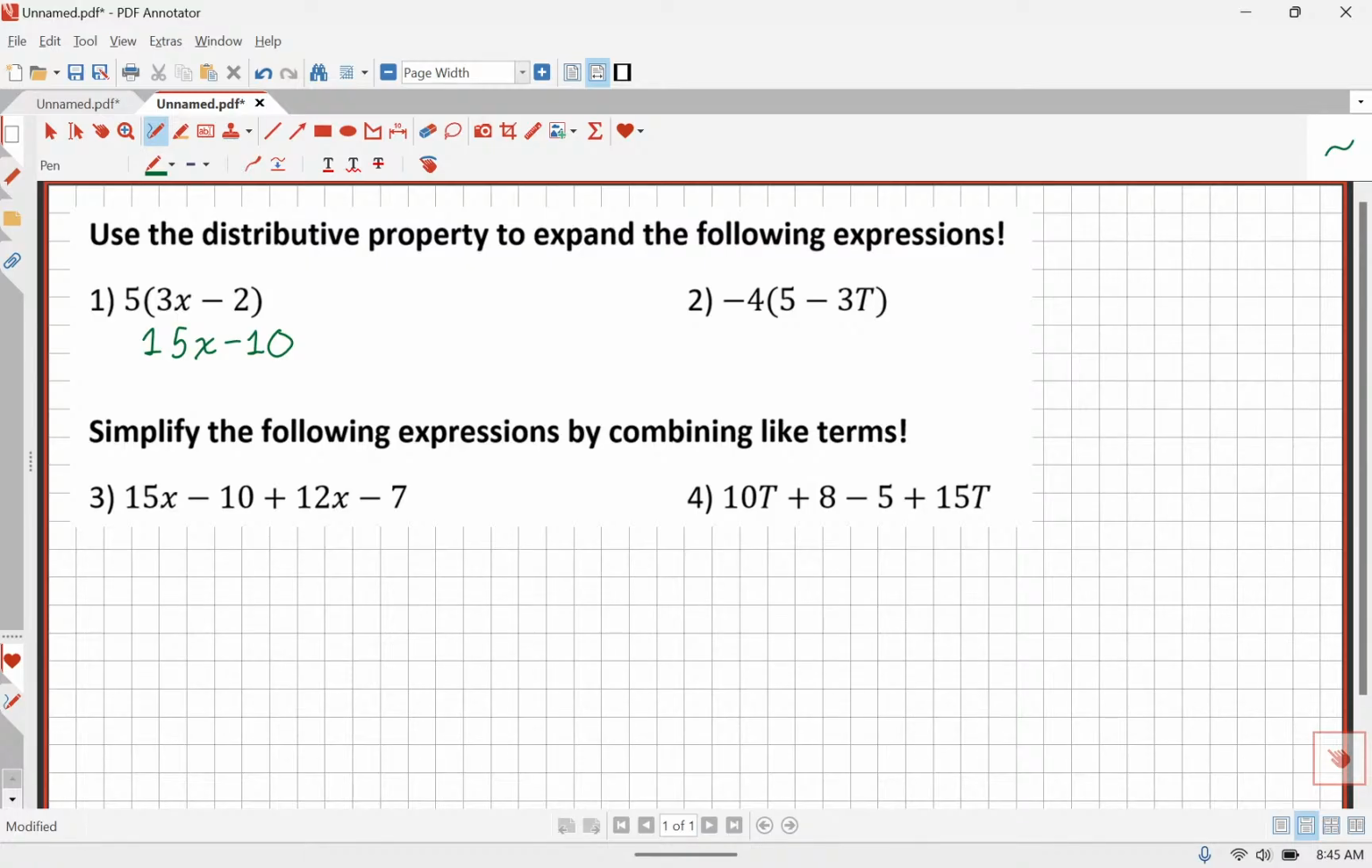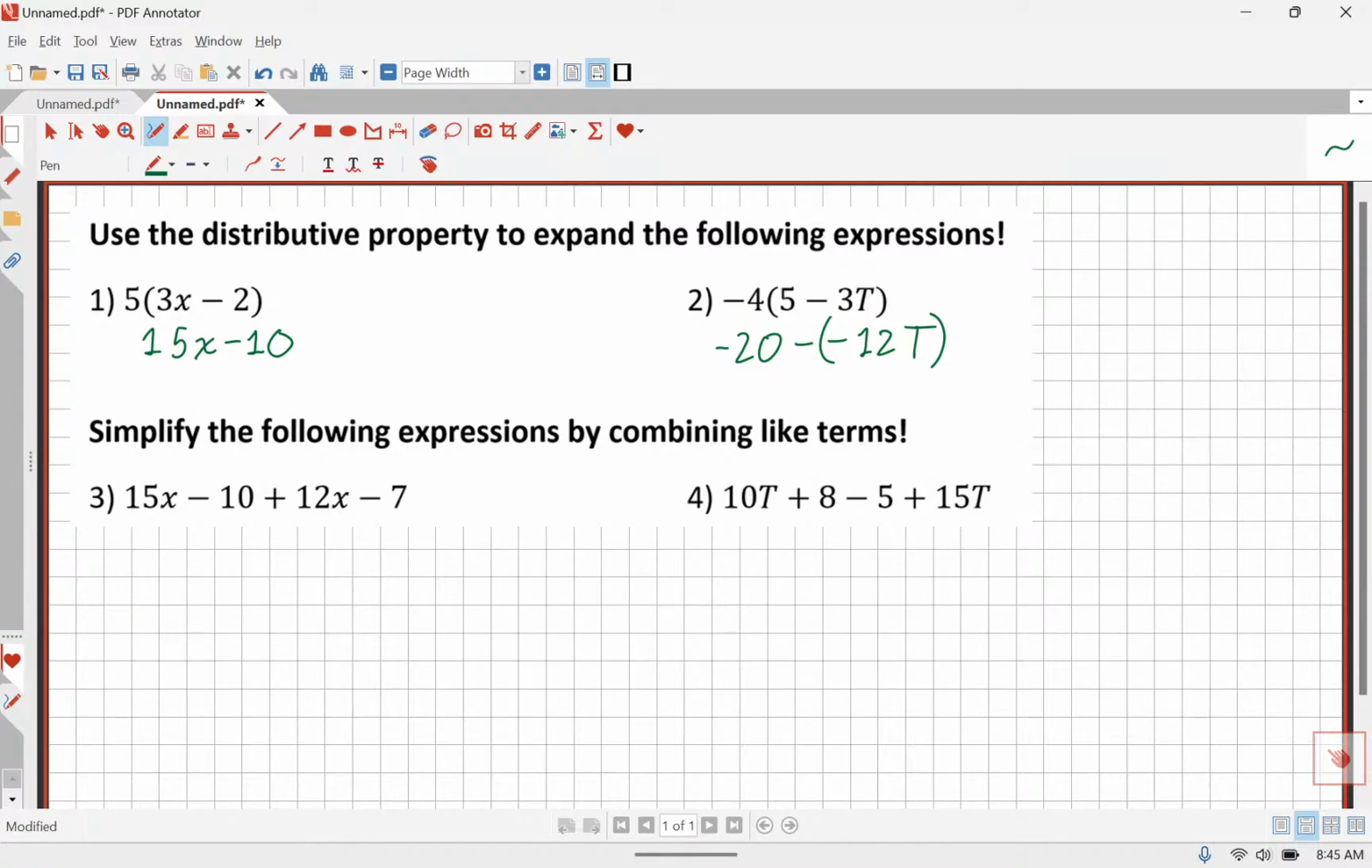Bennett, for number 2, what would that be if you expanded the expression on number 2? I put it as negative 20 minus negative 12t. So for what it's worth, that is mathematically correct. Did you put it in parentheses like I did or not? No, that's okay, because again, this is also technically correct. It just hurts my eyeballs to look at, and that's why I like to put those parentheses around there.